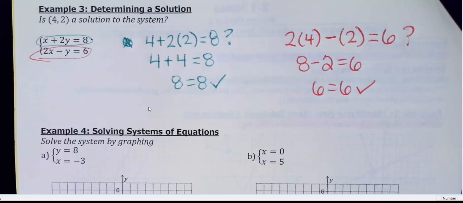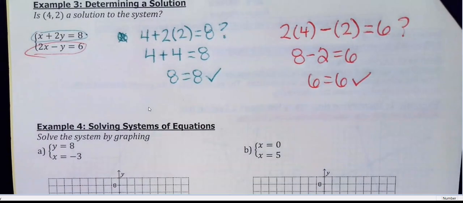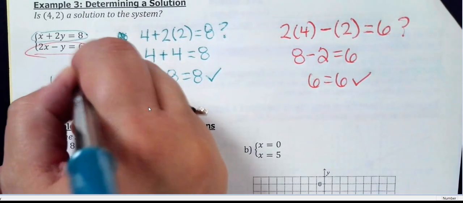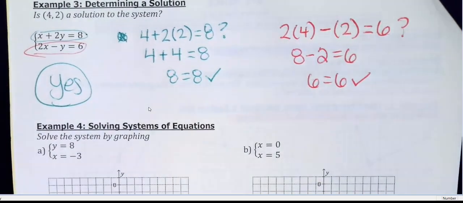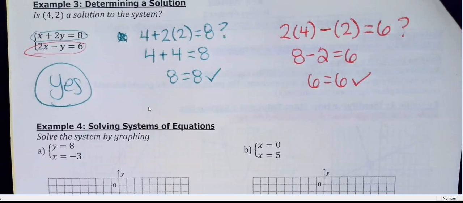Yes. All right. So it has to work for both. If you worked it out and it wasn't equal on both sides for one of them, then your answer would automatically be no. It has to work for both of them. If it works for one and not the other, it's got to be no. If it doesn't work for either one, it's got to be no. All right. Does anybody have a question?